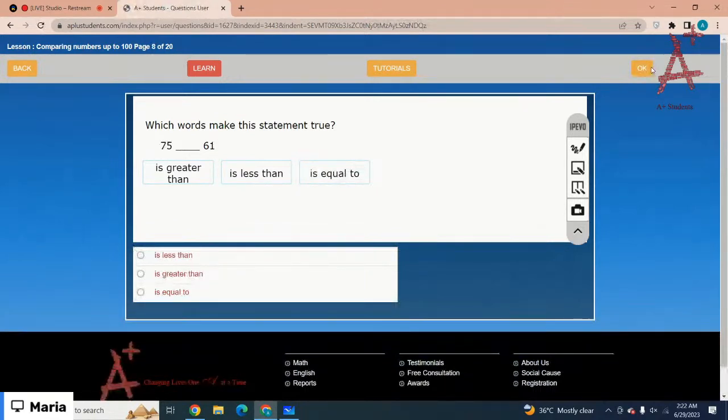Which words make the statement true? 75 and 61. 75 is greater than 61.